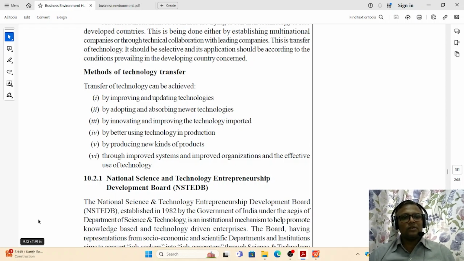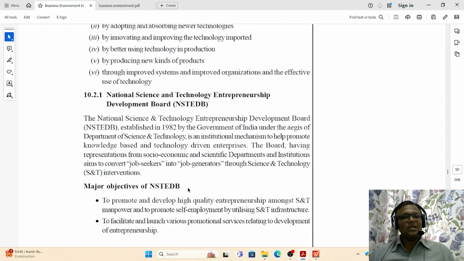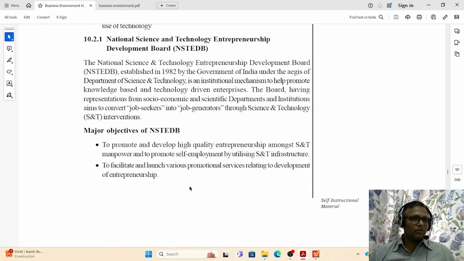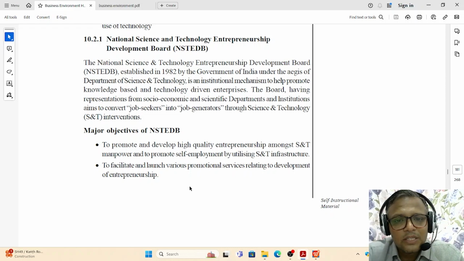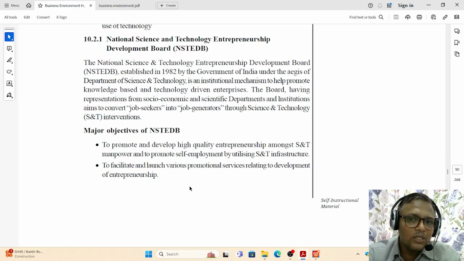Now, we'll be discussing various government agencies which are helping in technology promotion and technology transfer. For example, the first is NSTEDB. It is the National Science and Technology Entrepreneurship Development Board, which was established in 1982 by the Government of India under the aegis of the Department of Science and Technology, and is an institutional mechanism to help promote knowledge-based and technology-driven enterprises. With the board having representation from the socio-economic and scientific departments and institutions, it aims to convert job seekers into job generators through science and technology, that is S&T, interventions.